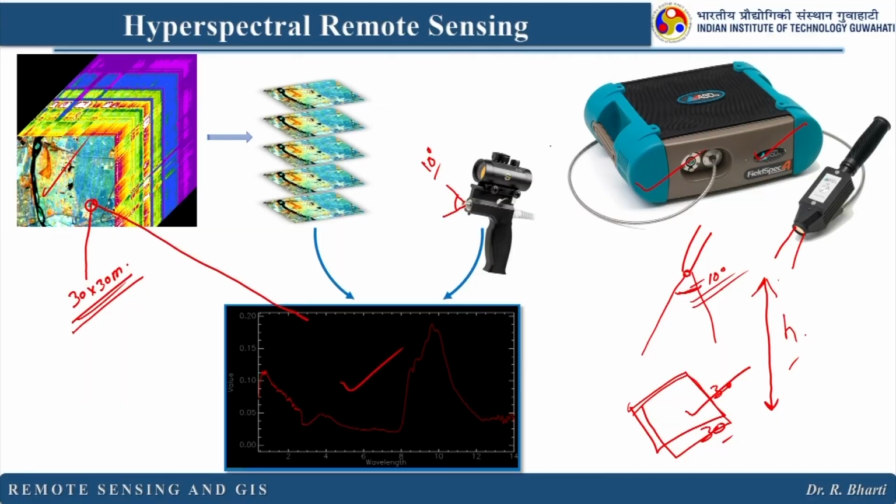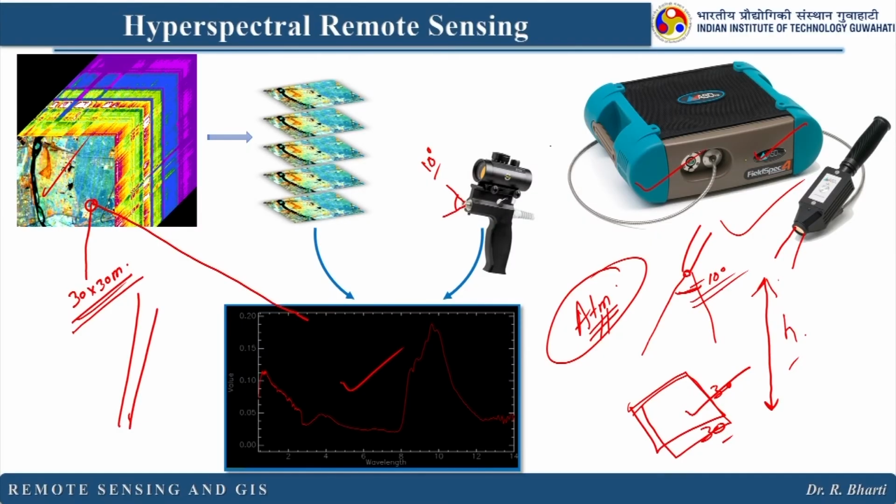Now, again atmosphere will play a very significant role here, and it will create a problem and these two spectra may not match with each other. So, this lab instrument or the field instrument can be used to upscale the field information or lab information to satellite scale, right. So, this is how we are generating or matching the spectroradiometer and hyperspectral remote sensing data from space.